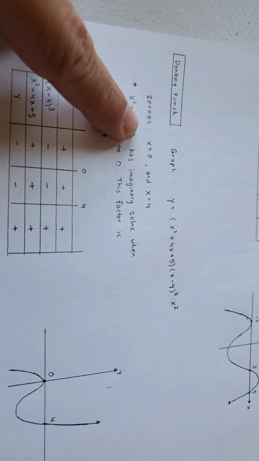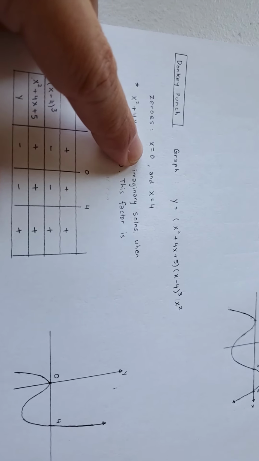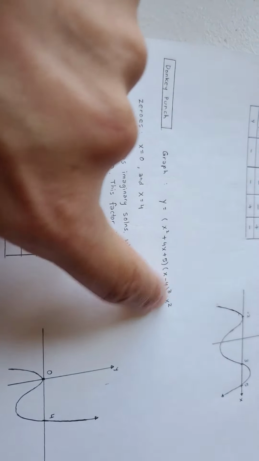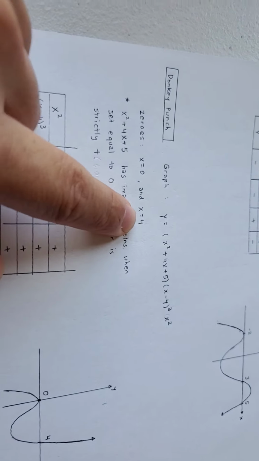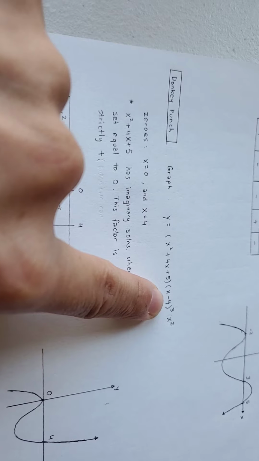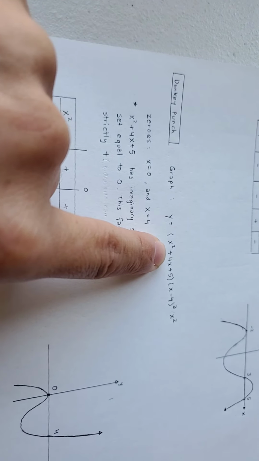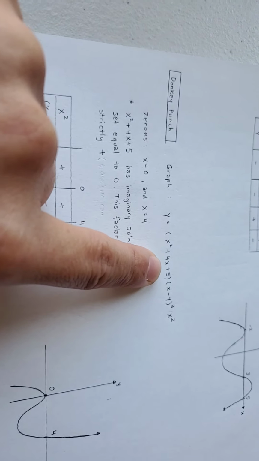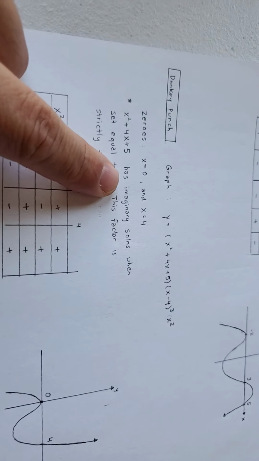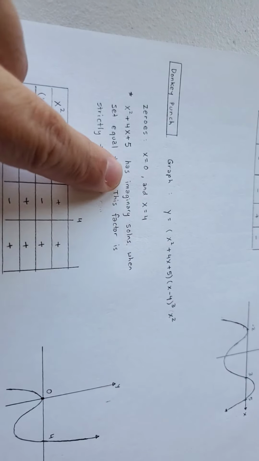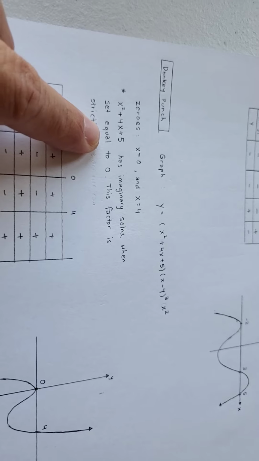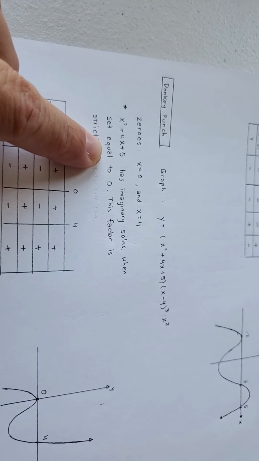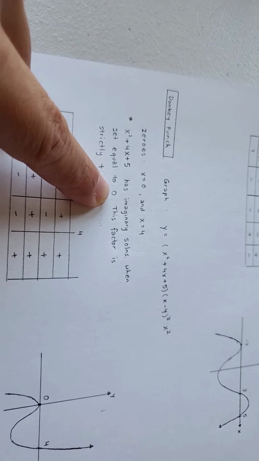Again, we're going to go ahead and solve for all the zeros. So zeros are going to be at x equals 0 because of the x squared factor, and also x equals 4 because of this cubic factor. And this factor right here, x squared plus 4x plus 5, has imaginary solutions if you set it equal to 0. What that means is it's not factorable, and when you try to solve for when it's equal to 0, you can't.